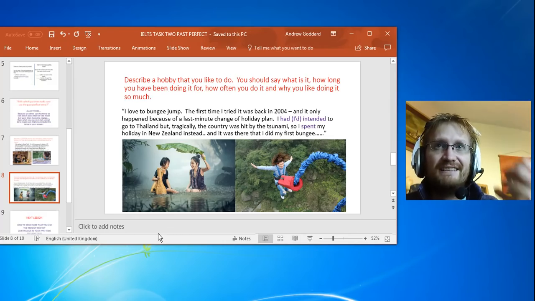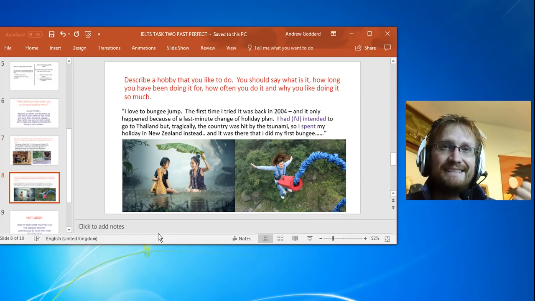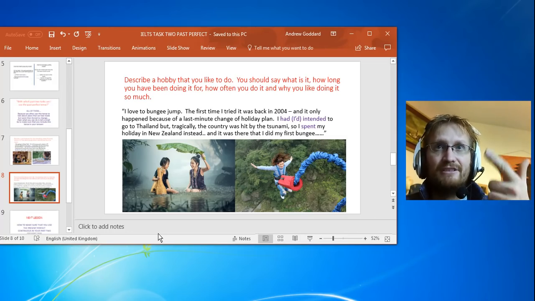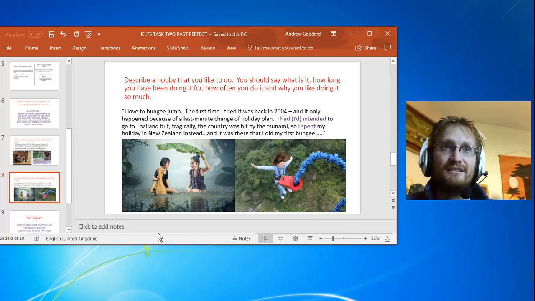So again, this is part of an answer to a part 2 question where we have used the past perfect tense. I'd or I had intended in the first part for the first event, and then the simple past tense of the verb to spend in the second part. So I spent my holiday in New Zealand instead.